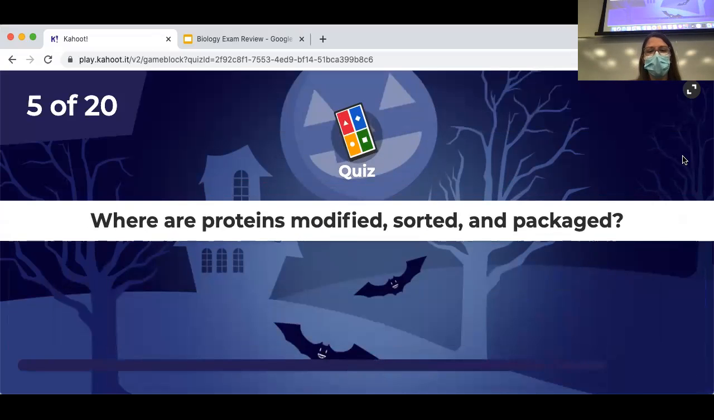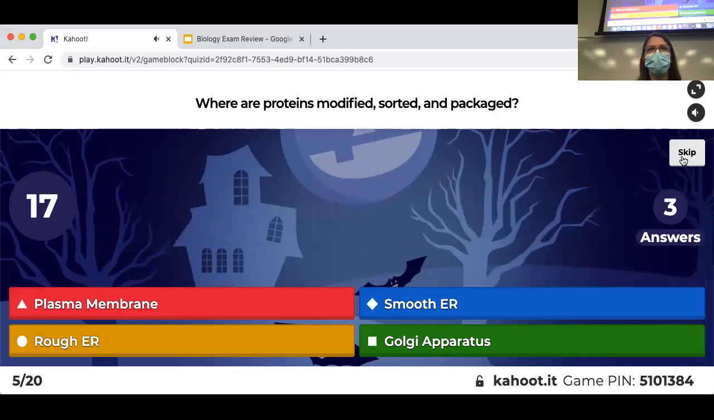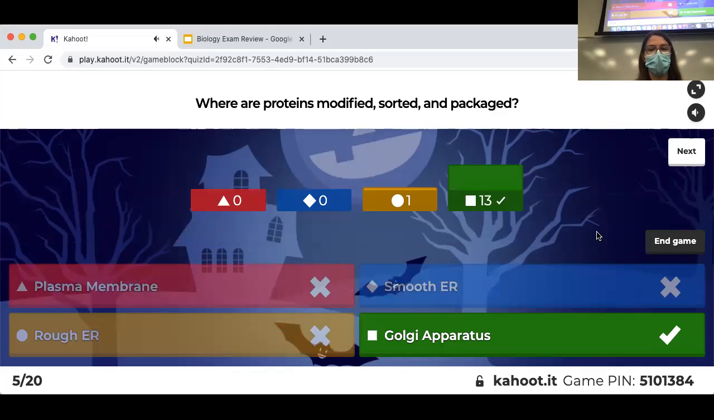Where are proteins modified, sorted, and packaged? Think about this one. All right, good. So that's different from the ribosomes where the proteins are made. The Golgi is where they're going to be packaged.